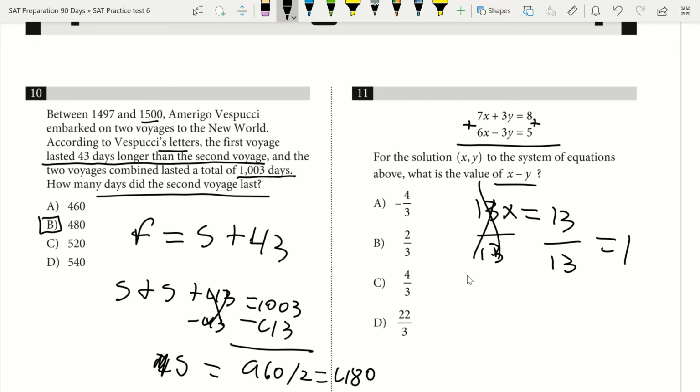At that point, I just go ahead and plug in a 1. We'll pick this one up here. So we got 7 times 1, that's 7. 7 plus 3 times what gives me 8? Well, I subtract 7 from each side. I know 8 minus 7 leaves me with 1. So now I have 1 equals 3y, divide each side by 3, and I see that y equals 1/3. Okay, so x is 1. We have 1 then minus 1/3. That's going to leave us with 2/3. So our answer there is going to be B for number 11.